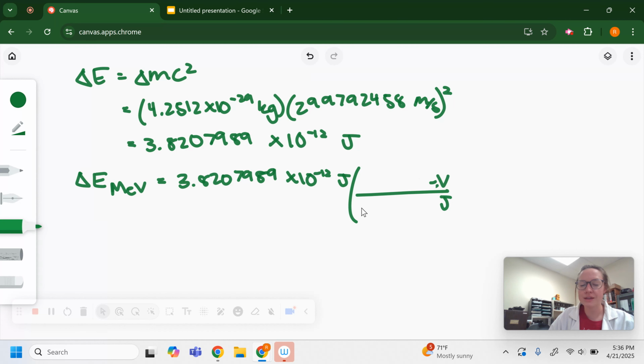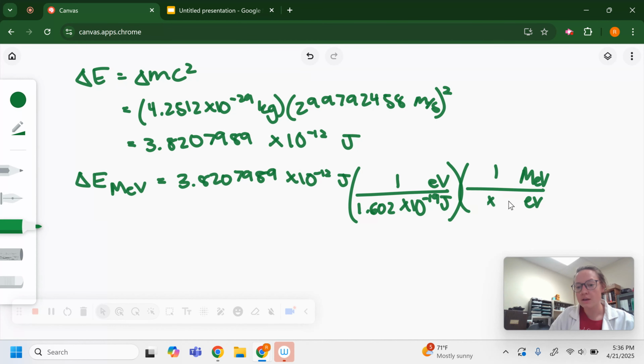Now, you all know that in 1 electron volt, you get 1.602 times 10 to the negative 19th joules. Now, to get that into mega electron volts, put electron volts on top and get rid of our electron volts on the bottom. We know that 1 mega electron volt is worth 1 times 10 to the 6th electron volts. Type that into your calculator and you get a number like 23.85 mega electron volts.